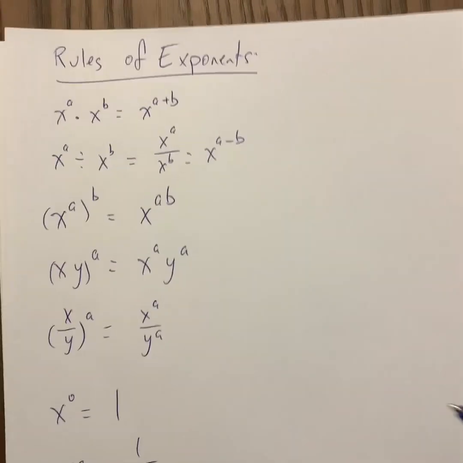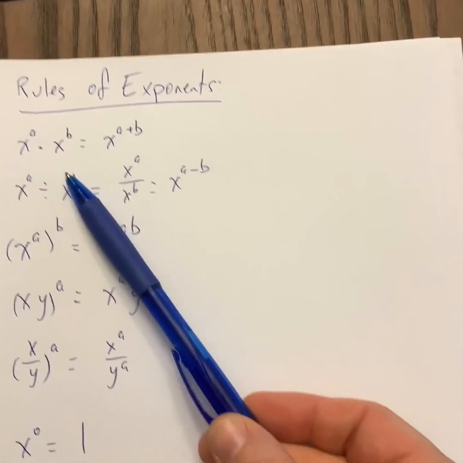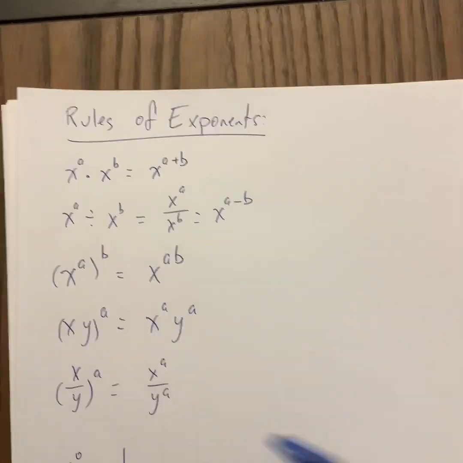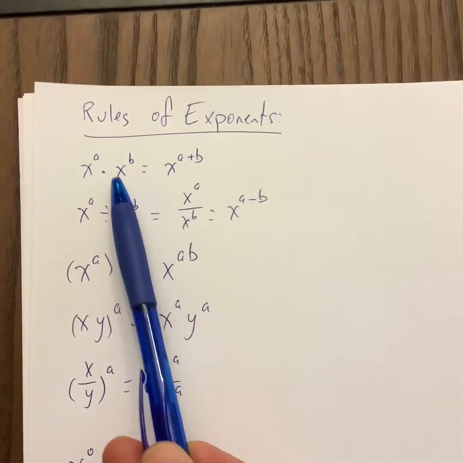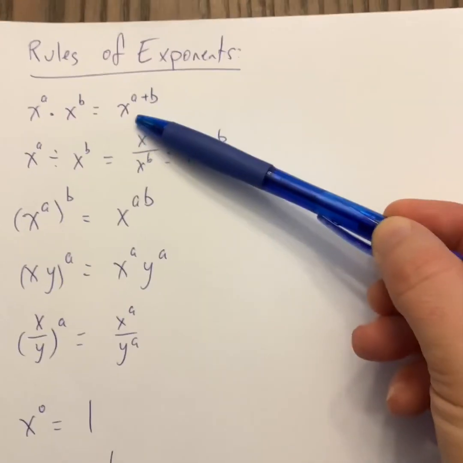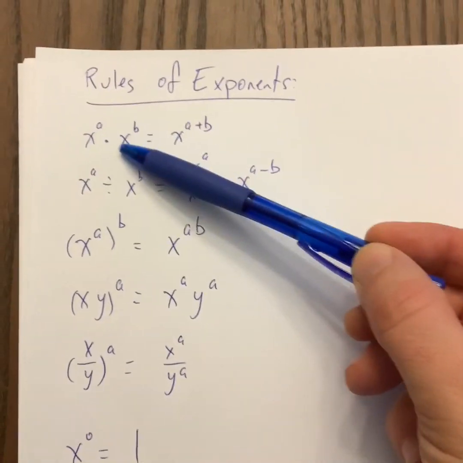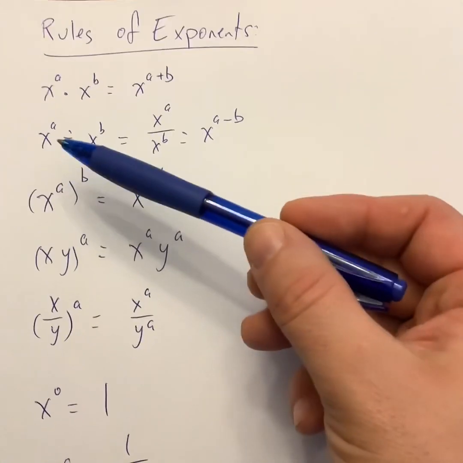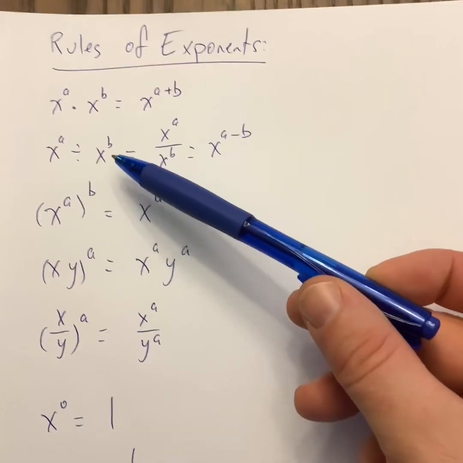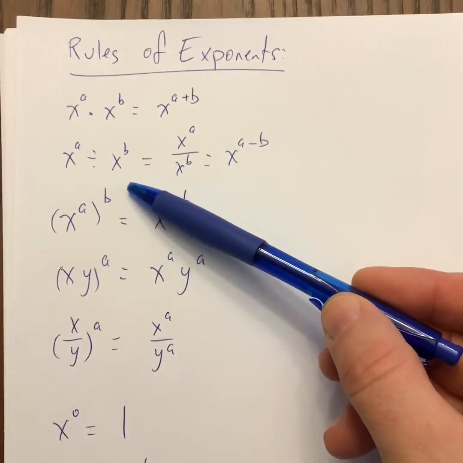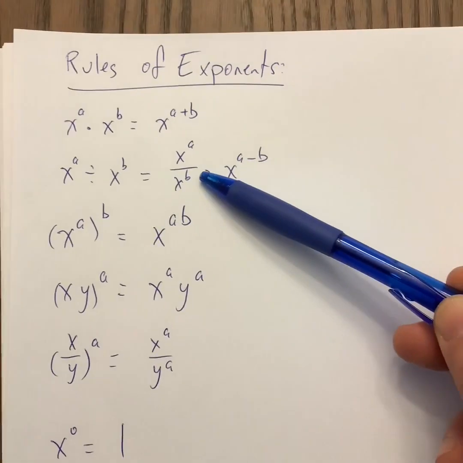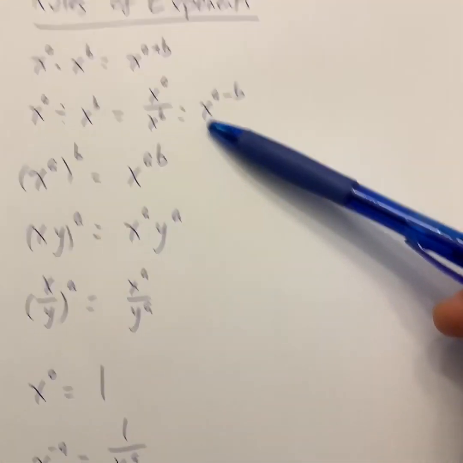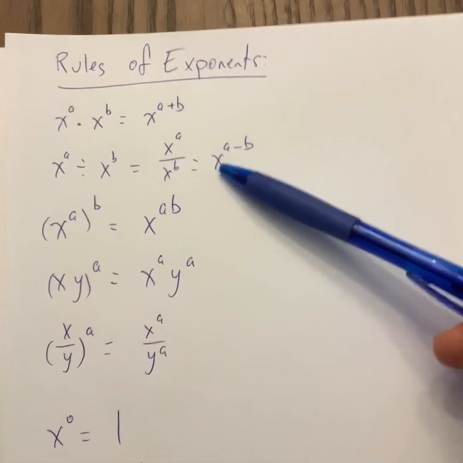The first rule, the product rule, is if we've got x to the power of a times x to the power of b, meaning you're multiplying common bases, then you keep the base and you add the exponent. So x to the a times x to the b equals x to the a plus b. Second rule is the quotient rule, because you're dividing. That's x to the a divided by x to the b, also written as x to the a over x to the b. So you're dividing common bases, you keep the base, and you subtract the exponent. So it's x to the a minus b.